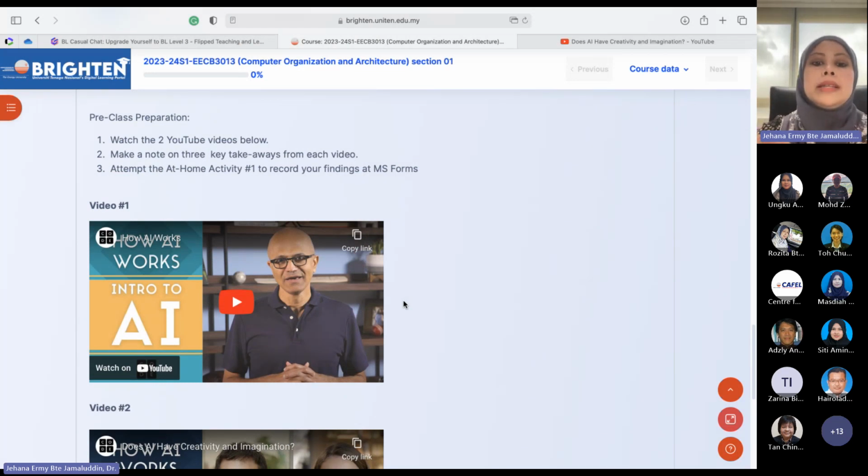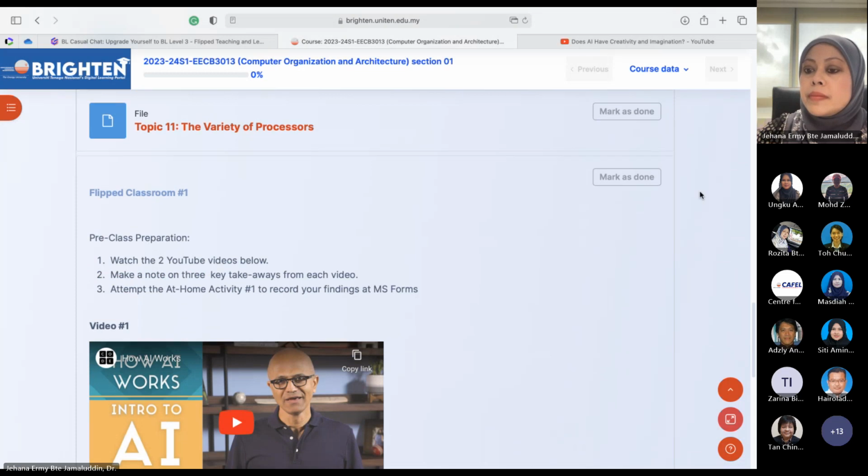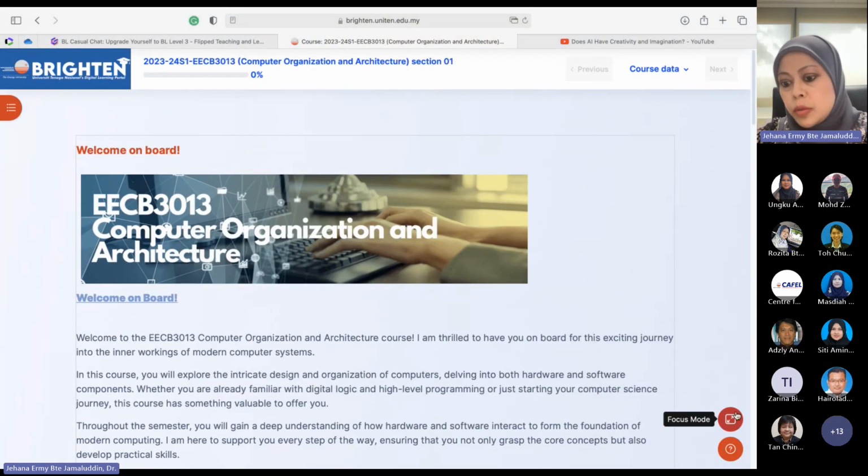Oh, there's an at-home activity at MS Forms. So you create your MS Forms and then do a link here. How to do the link? You can go to Microsoft Forms and create that link, and then insert it. Actually, I'm just teaching you how to start quickly, because this is focus mode.